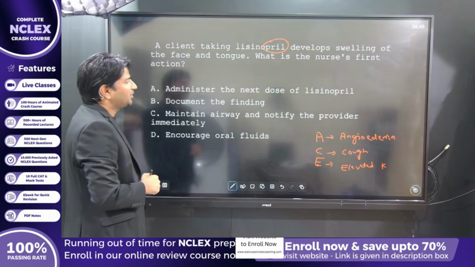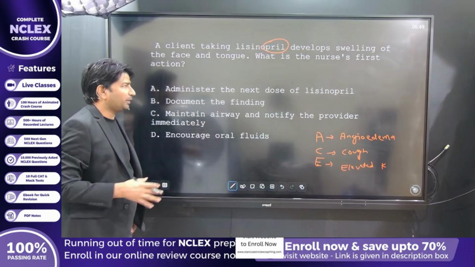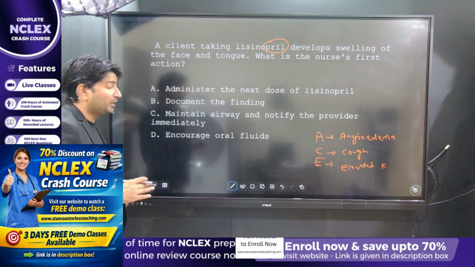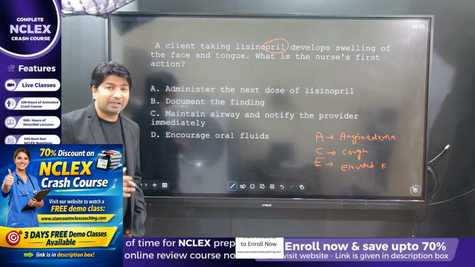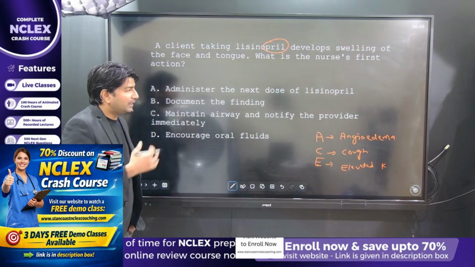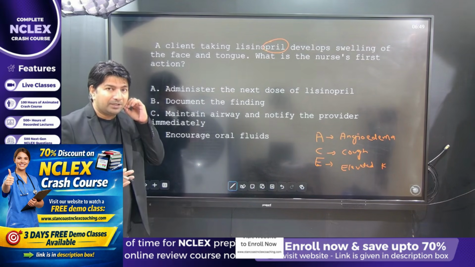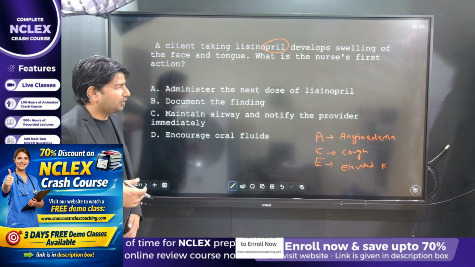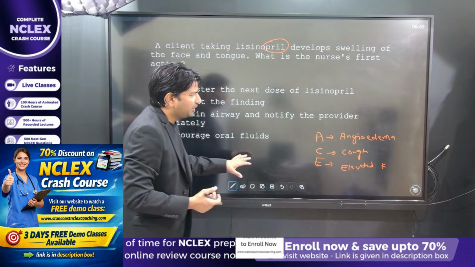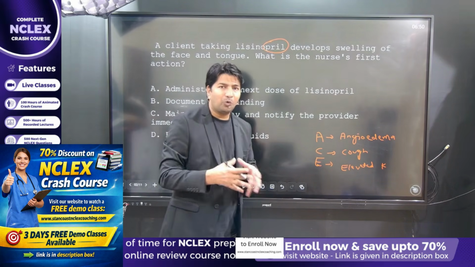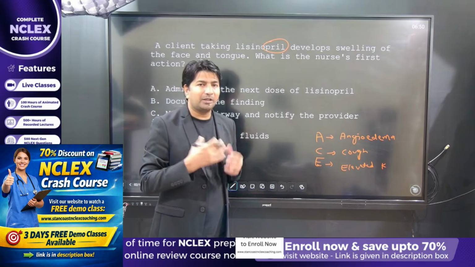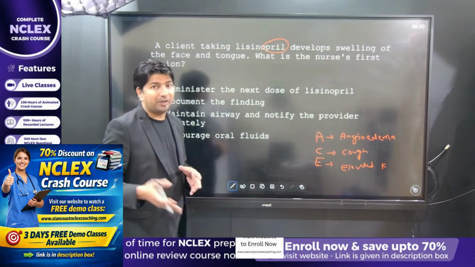Administer the next dose of lisinopril. No, we will not administer the next dose of lisinopril, because if we administer the next dose, there will be a further increase in the angioedema. As the angioedema increases, there will be more edema around the lips, tongue, and throat. That will lead to obstruction of the airway.